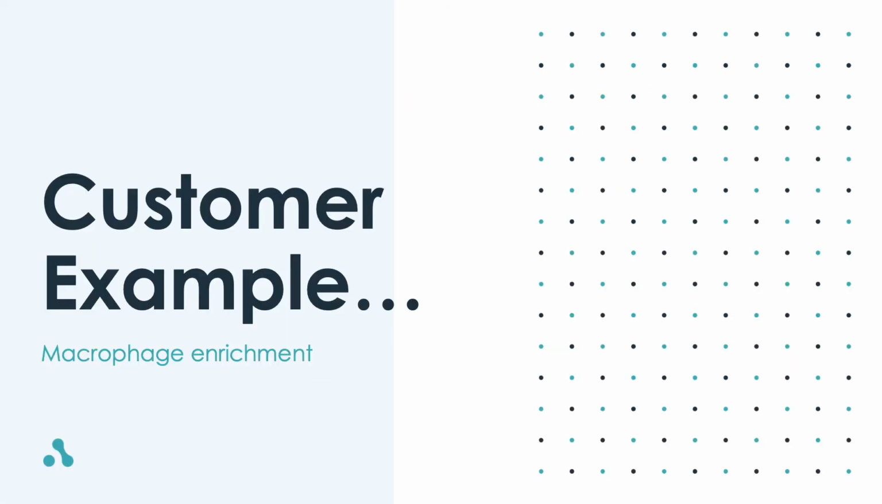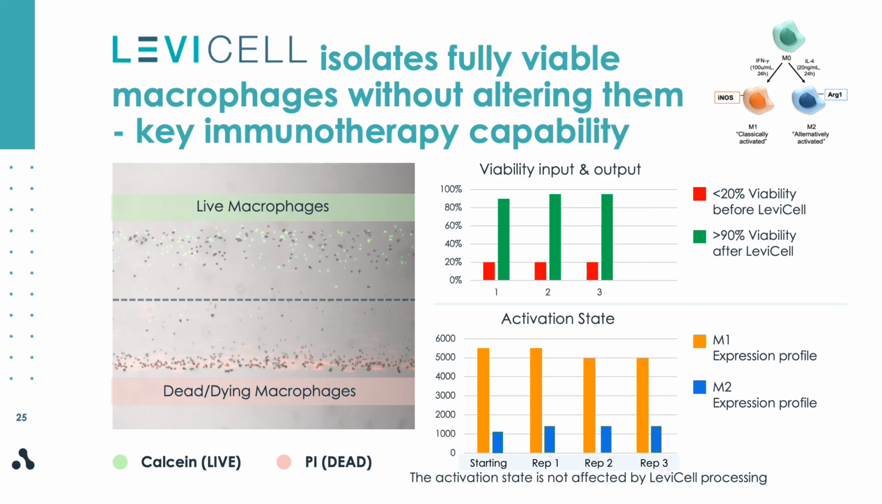The next example that we're going to use is an experiment that was done by a customer who's an immunotherapy company. It's based around macrophage enrichment. Macrophages are a cornerstone of immune response, and as more and more is learned about macrophages, it's also important to point out that they are now a cornerstone of immunotherapy research.